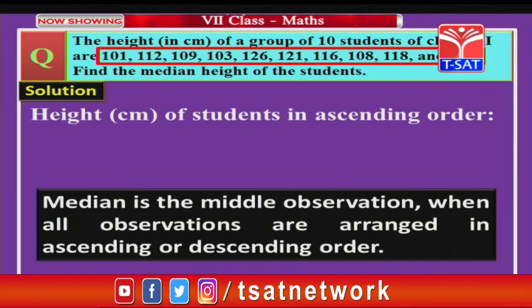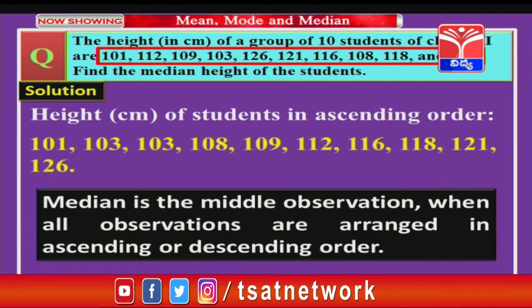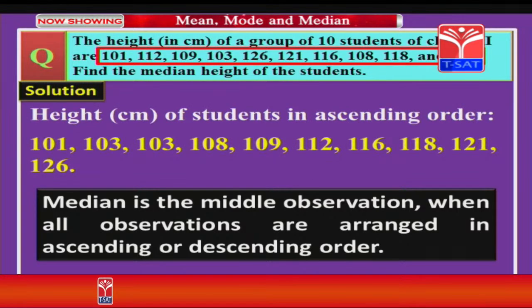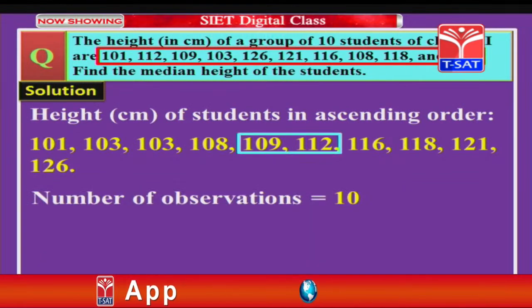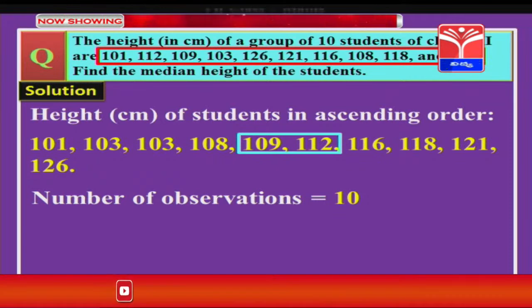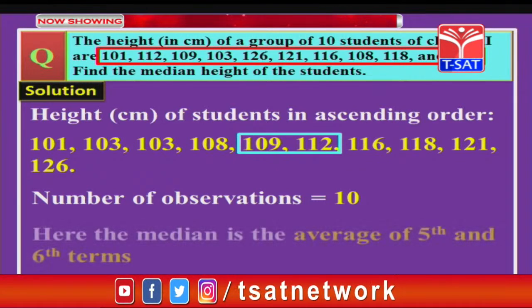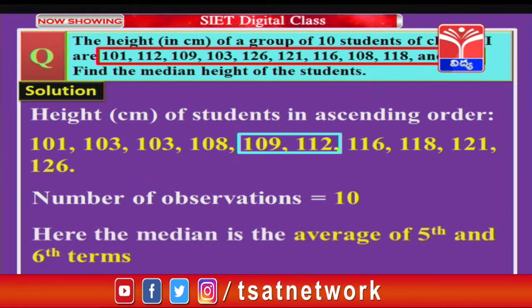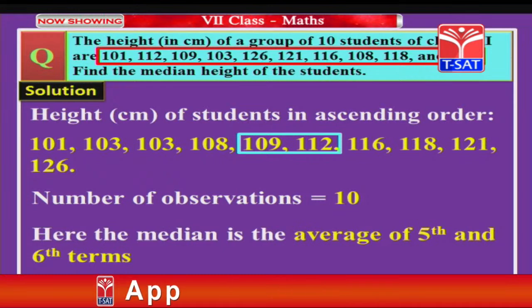Heights of students in ascending order, you can see it on the screen, children. We have arranged it in ascending order. The number of observations is 10. That means we get 2 middle values, that is 109 and 112. And the median of this data is obtained by finding the average of the 5th and the 6th terms.